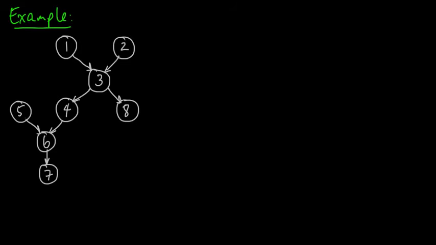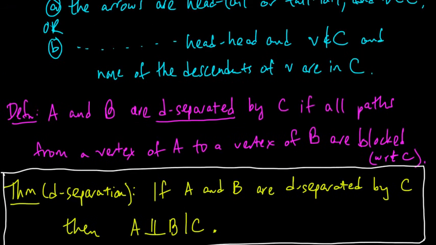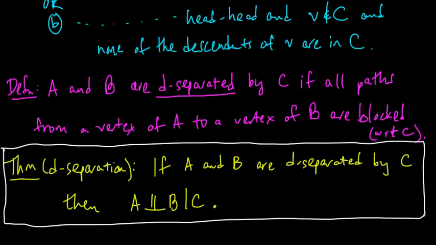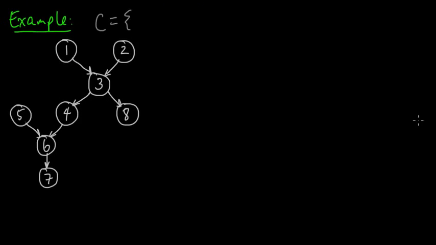And let's condition on something. So let's condition on 3. Remember above here, C was the thing that we're going to be thinking about conditioning on. And so we're going to think about sets A and B that are D-separated by C, or we'll see if they are D-separated by C. So C here will be just this vertex number 3.